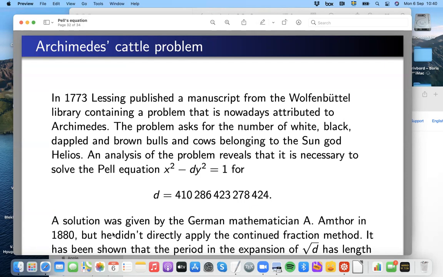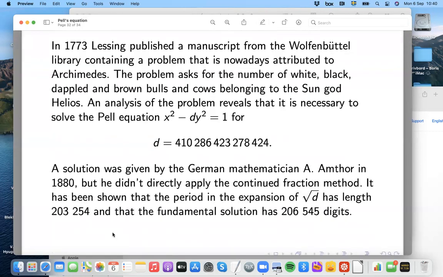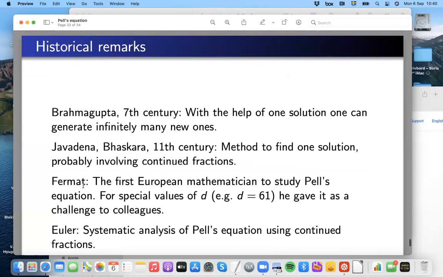So he found some very ancient manuscript where the mathematical problem more or less is solving a special case of Pell's equation for d equals this horrible number with 15 digits. And the solution was found more than 100 years after that. And we'll talk a little bit about the fundamental solution of this Pell's equation.